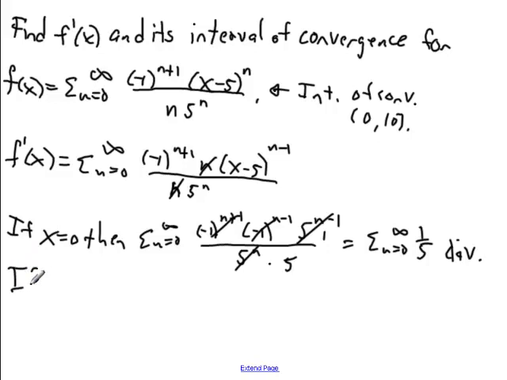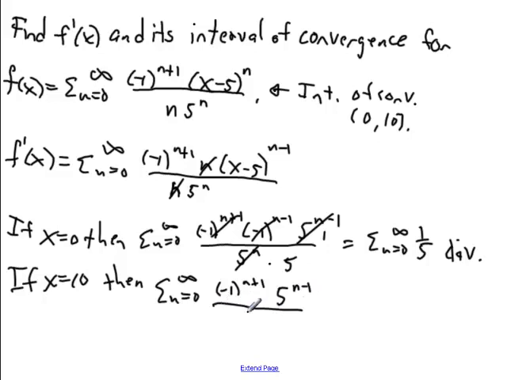Now, if x is equal to 10, then we have negative 1 to the n plus 1, summation from n equals 0 to infinity, 10 minus 5 is 5, to the n minus 1, over 5 to the n, which cancels, leaving us a factor of 5.